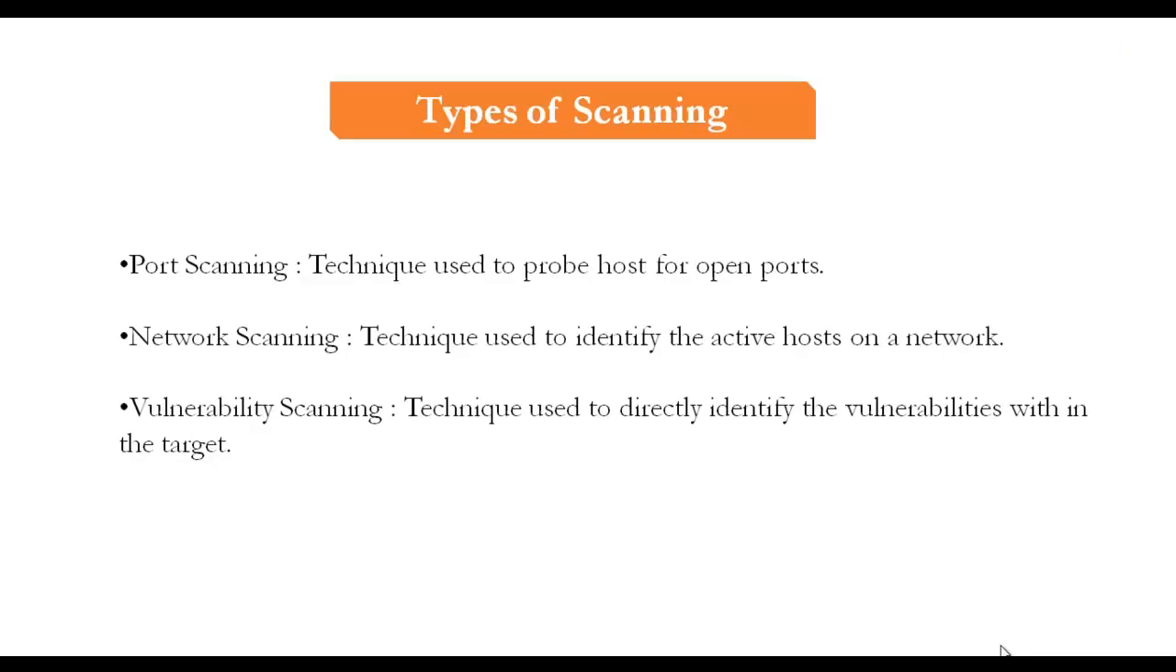And we basically have three types of scanning. One is port scanning. This is used to find out all the possible open ports on the target. Network scanning is to identify the active hosts on a network. And finally, vulnerability scanning is used to find out the vulnerabilities on the target. If you take a web application or a web server, vulnerability scanning is to find out the loopholes that exist on that target.